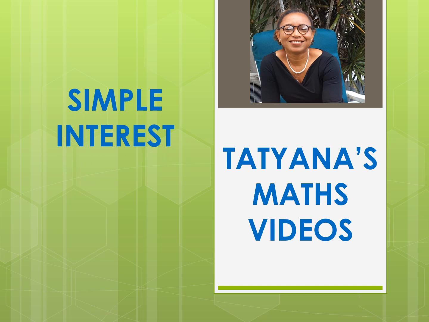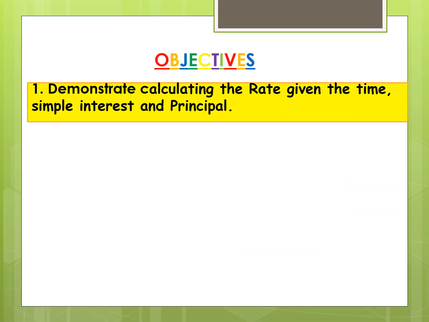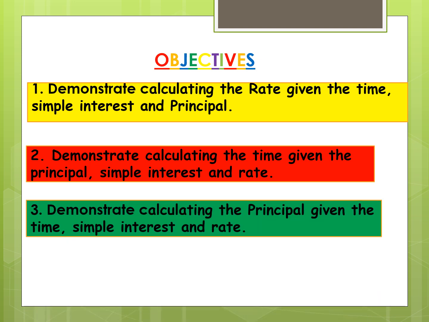We're looking at simple interest, calculating the time, rate, and principal. Our objectives are: 1, we're going to calculate the rate given the time, simple interest, and principal. We're going to look at a question where you're calculating the time given the principal, simple interest, and rate. And then another example where we're asked to calculate the principal given the time, simple interest, and rate.